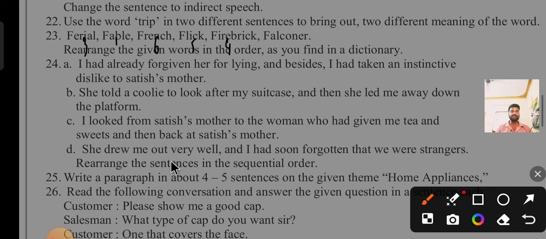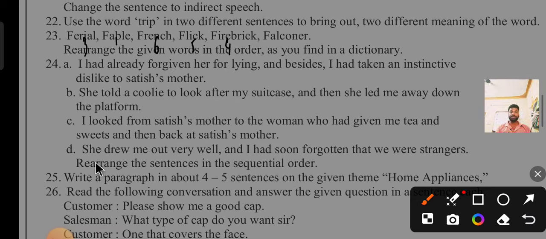Rearrange the sentences in the sequential order. Okay, how can you write that in the sequential order? Already it is from that, my dear students, in your last lesson, the woman on platform number 8. For that lesson, it is there.